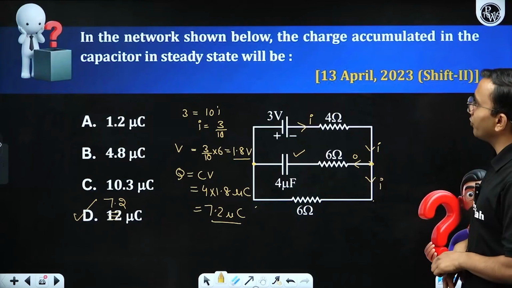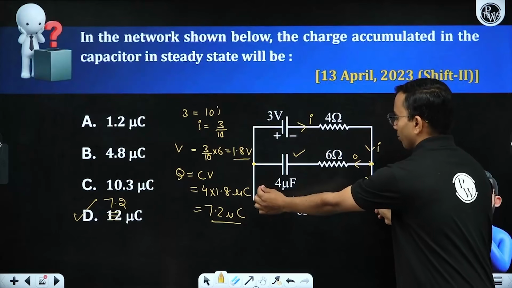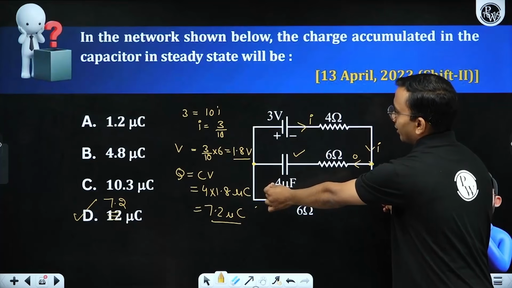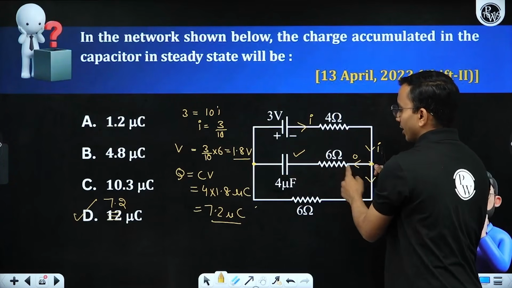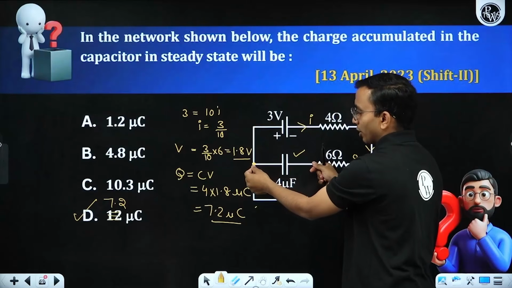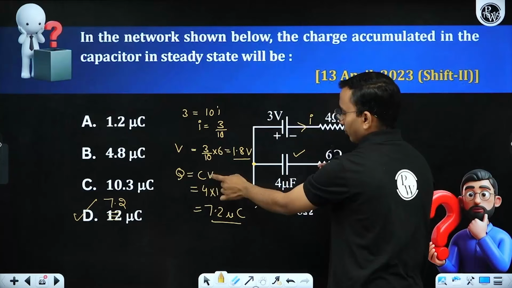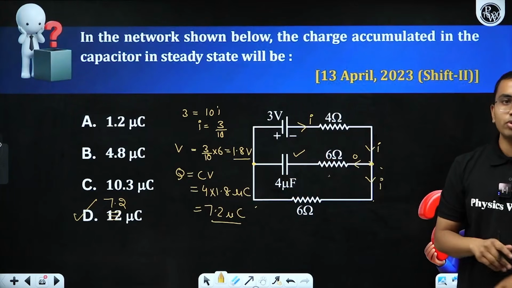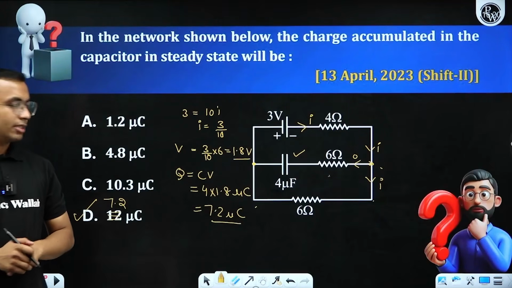Getting it? So what we did, capacitor at steady state behaves like open circuit. Found the potential drop across the capacitor. How much did we get? We got 3 by 10 into 6, that is 1.8. That potential will be across this capacitor and this resistance. But this resistance is having 0 current, so no drop across this. So that is the drop across the 4 microfarad capacitor. So V we got, C is 4. Q we need to find, that Q is equals to CV, we got 7.2 microcoulomb. Getting it?